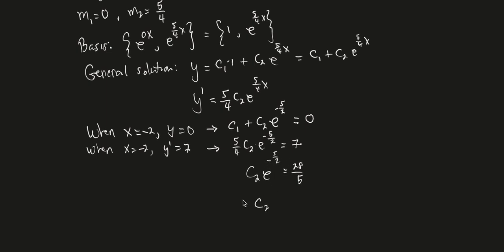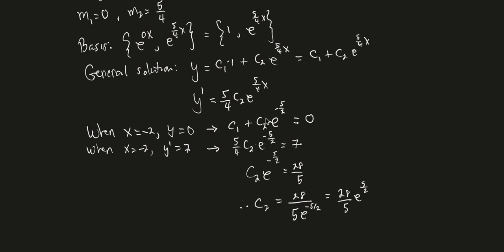So therefore c2 is 28/5 e to the -5/2. No need to have this negative exponent. We can make it a positive exponent by taking the reciprocal. So this is 28 fifths e to the 5 halves. All right, so that's c2.